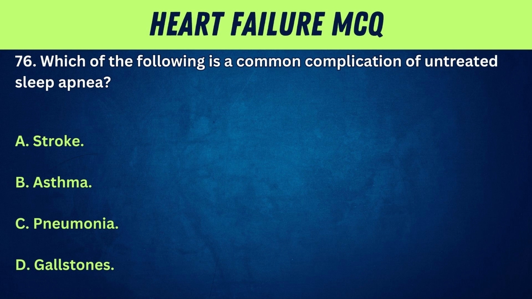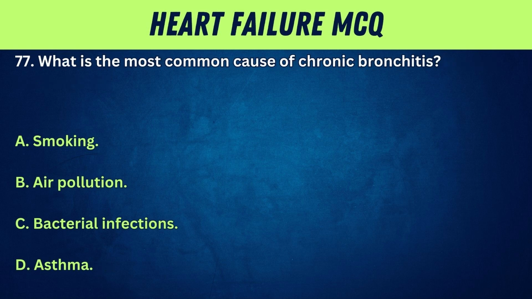76. Which of the following is a common complication of untreated sleep apnea? A. Stroke. B. Asthma. C. Pneumonia. D. Gallstones. Answer: A. Stroke. Rationale: untreated sleep apnea can lead to various complications, including an increased risk of stroke, heart disease, and high blood pressure. It does not directly cause asthma, B, pneumonia, C, or gallstones, D.